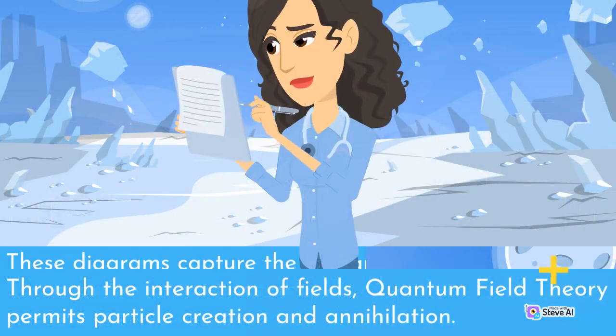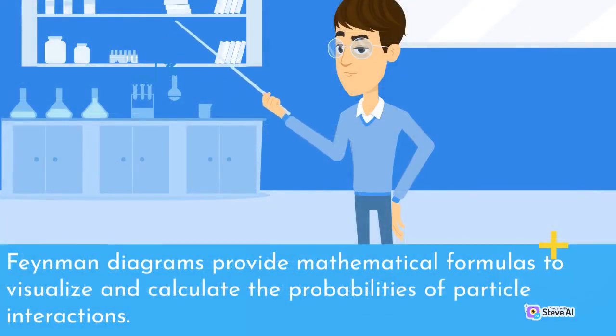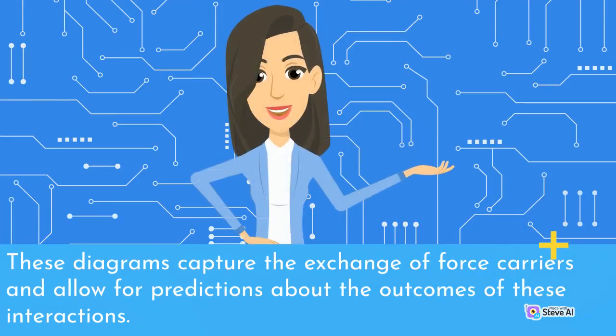Through the interaction of fields, quantum field theory permits particle creation and annihilation. Feynman diagrams provide mathematical formulas to visualize and calculate the probabilities of particle interactions. These diagrams capture the exchange of force carriers and allow for predictions about the outcomes of these interactions.